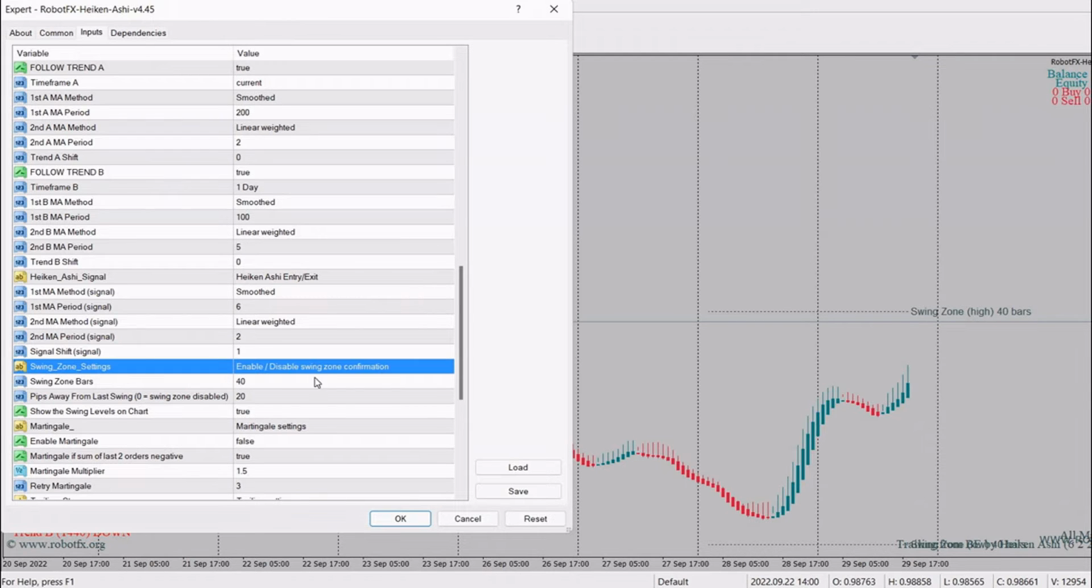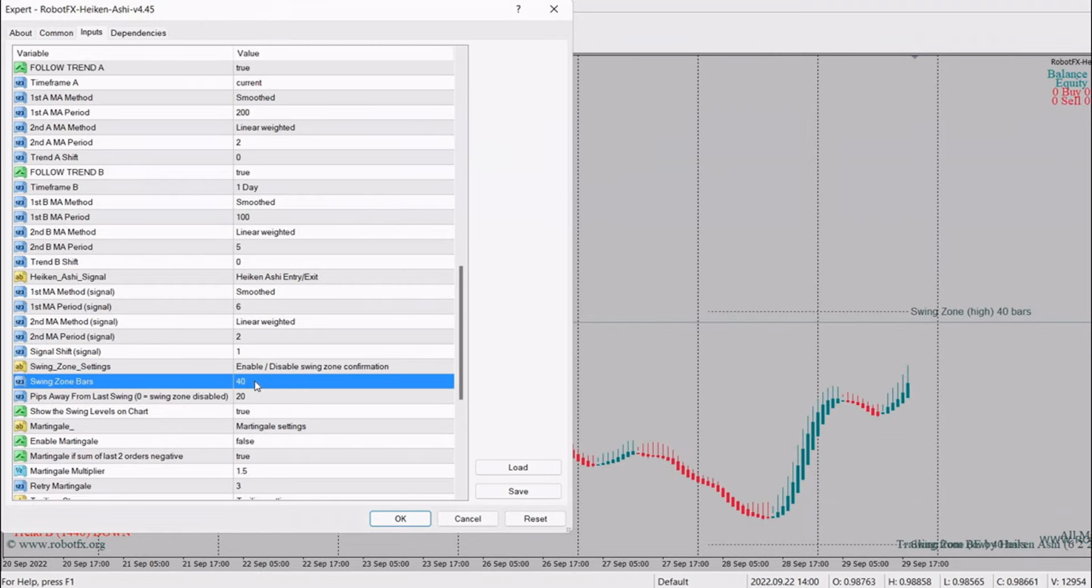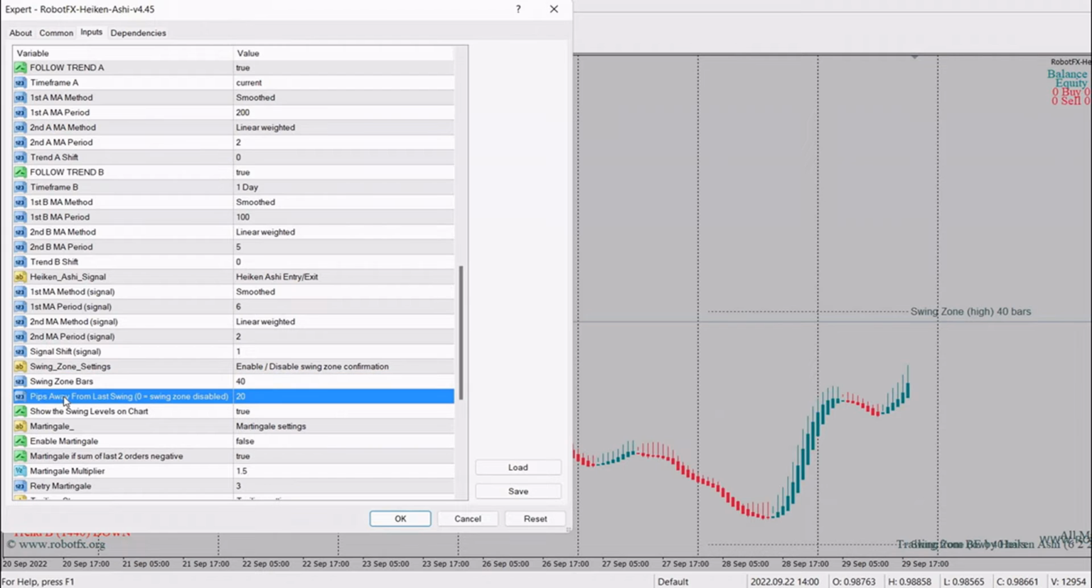Now, after this, there's a very useful option to filter fake entries, or better said entries at the wrong time, by using the swing zone confirmation. This is a feature that you will find in other Forex Expert Advisors. It has two settings. One is the swing zone bars, which is set to 40, and the other one is the pips away from last swing, which is set to 20 pips. If set to 0, it will disable this. I'm not going to disable it right now because we want to see it on the chart.